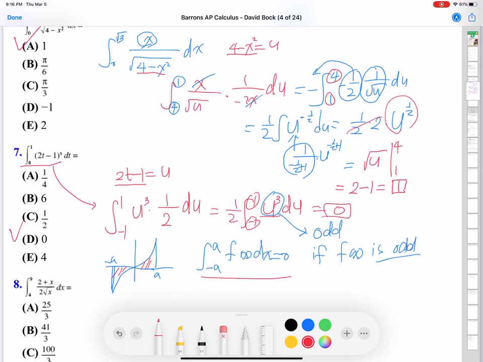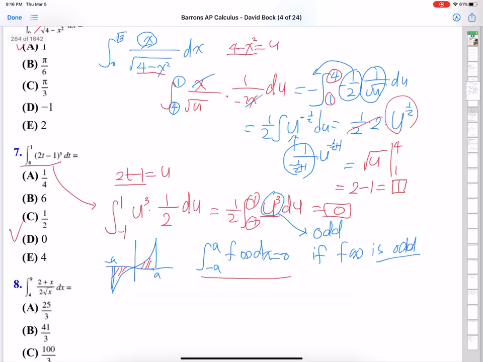If you actually found the integral and plugged in the top number and bottom number, and calculated it, that will be 0 anyway. Okay, next. Number 8.